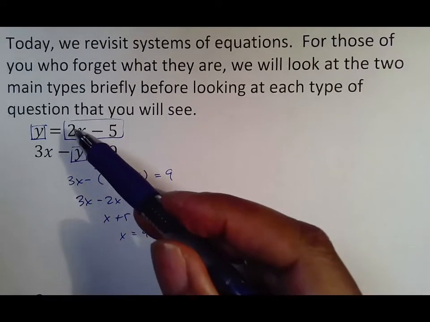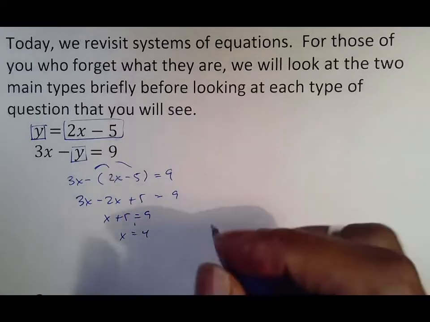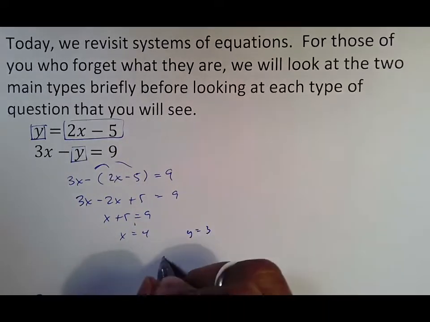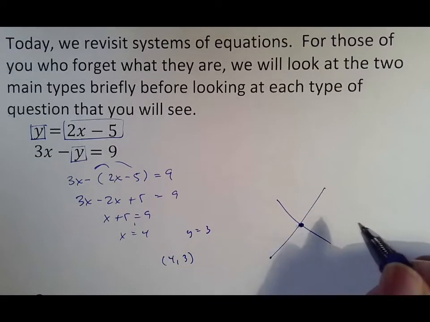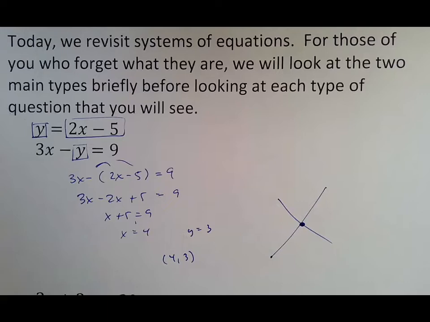You would then take that x equals 4, plug it back in, get your answer. I guess we can do that here. That would be 2 times 4, which is 8, minus 5, which is 3. And so your answer would be 4, 3. And what that means is that's where those two lines would meet, at 4, 3.